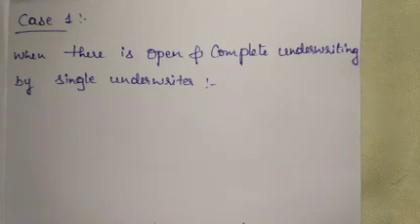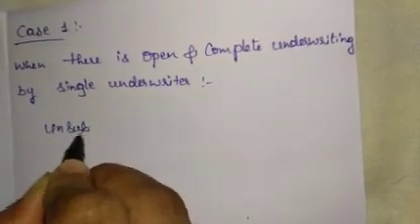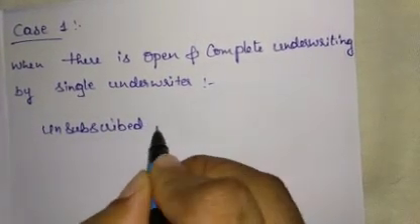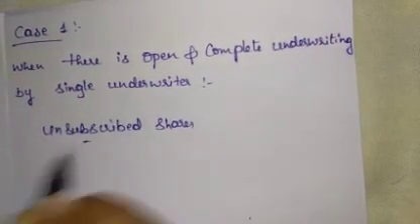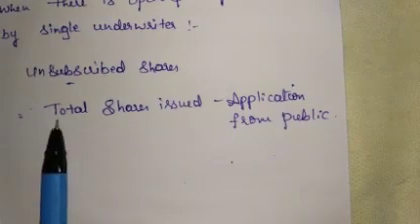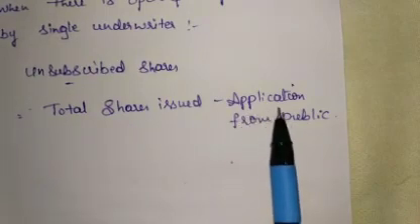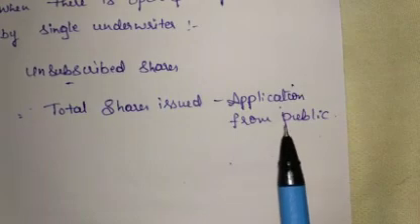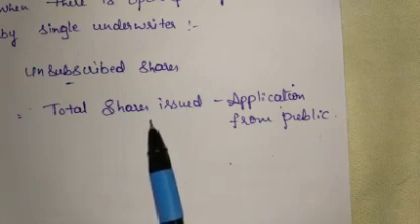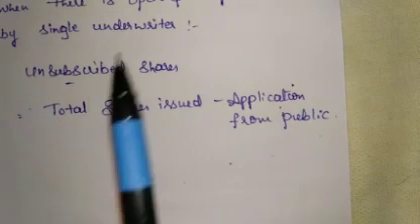That means the underwriter will be liable to take up all those unsubscribed shares which have not been applied for by the public. So how to calculate these unsubscribed shares? We'll see. First we have to take the total number of shares issued by a company. From that, if we subtract applications from the public, that is public subscription, we'll get the unsubscribed shares. Those unsubscribed shares should be purchased by the underwriter.